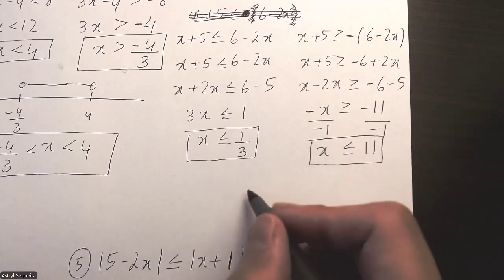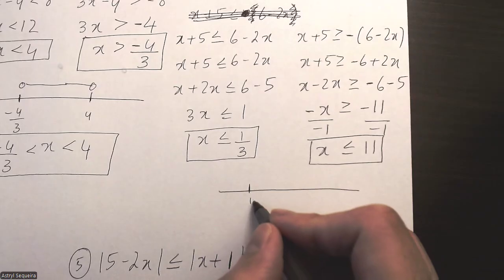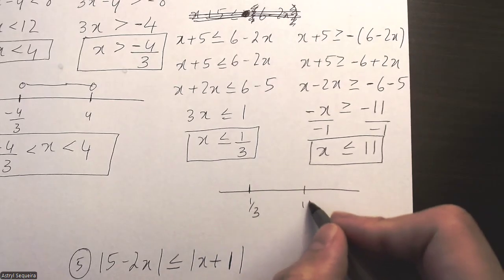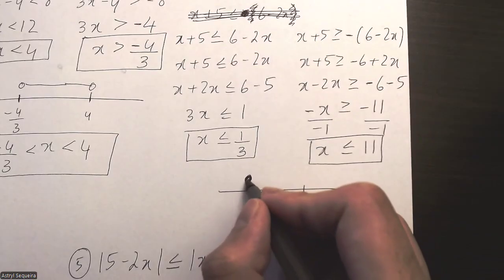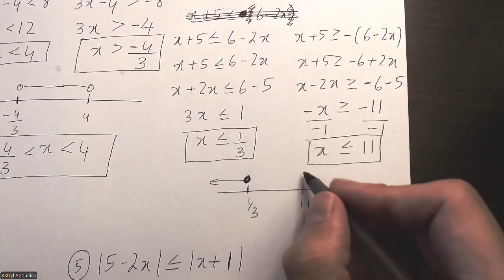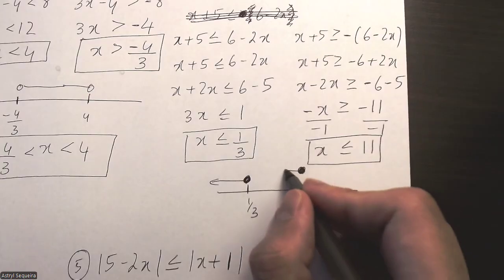So these can be combined for sure. Let's put this on a number line. Less than or equal to means filled dot, and I'm going to the left. Less than or equal to, again, filled dot, and I'm going to the left.